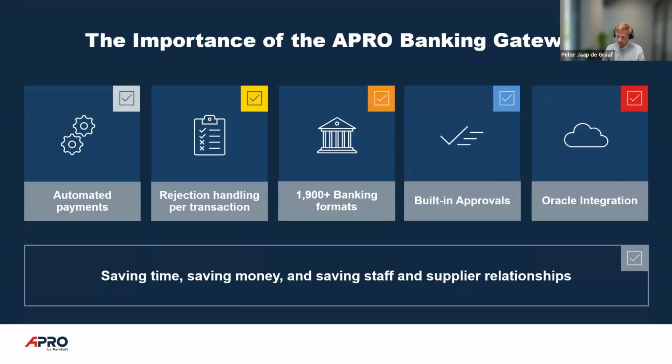So why should you use APRO? Well, APRO has more than 1900 banking formats. That gives you a good idea that we almost have all the banking formats which are needed from any bank in the world. So if you work with multiple banks or even with one, APRO will have the format to create your supplier payments. It's all out of the box. There's no development that needs to be done, neither for the connection to the bank nor for creating the right banking format.